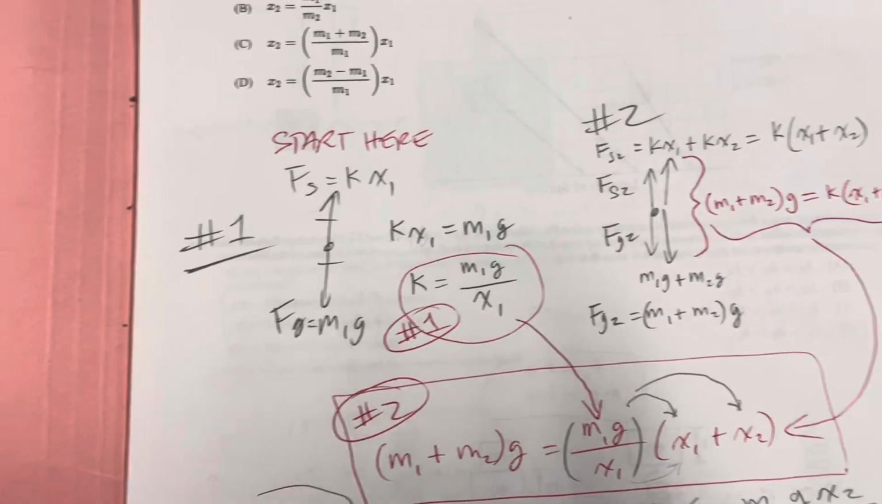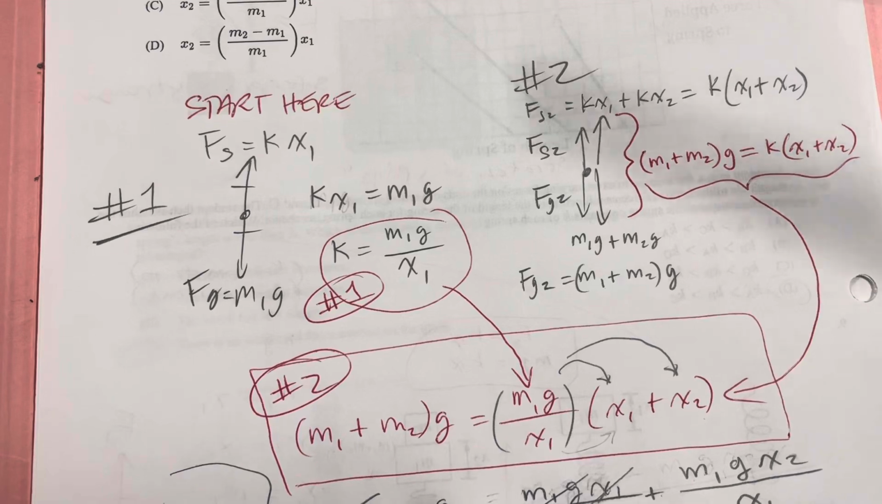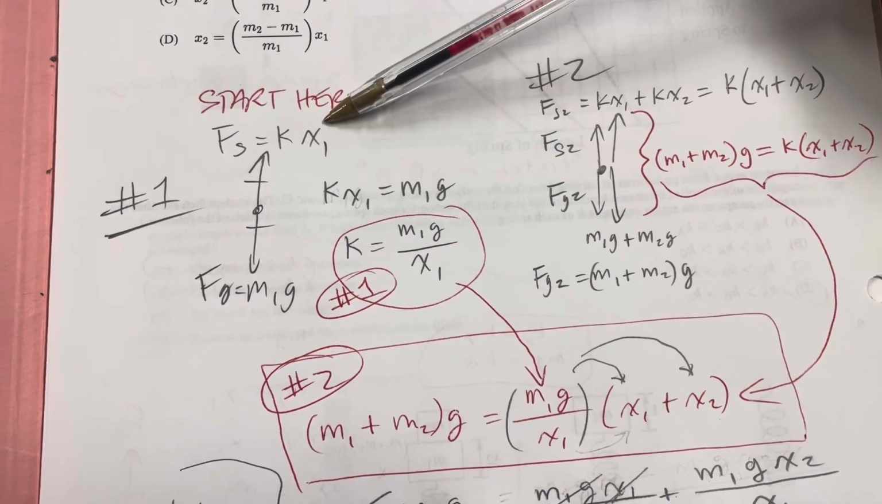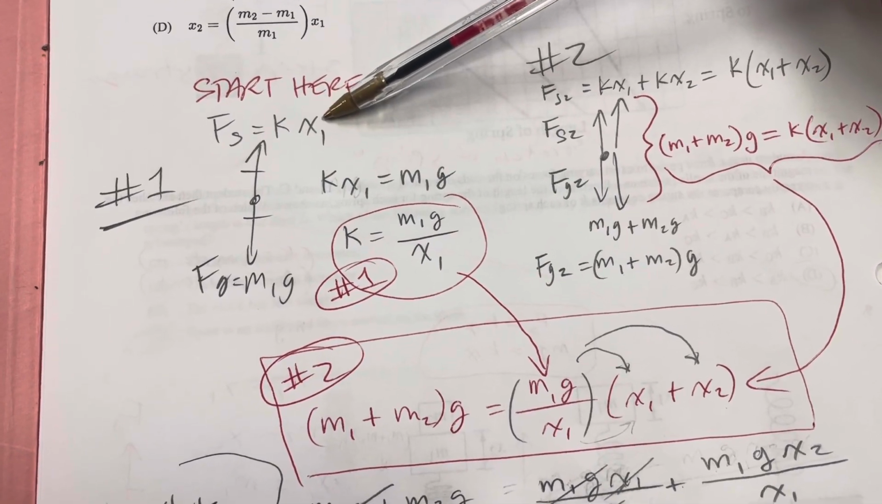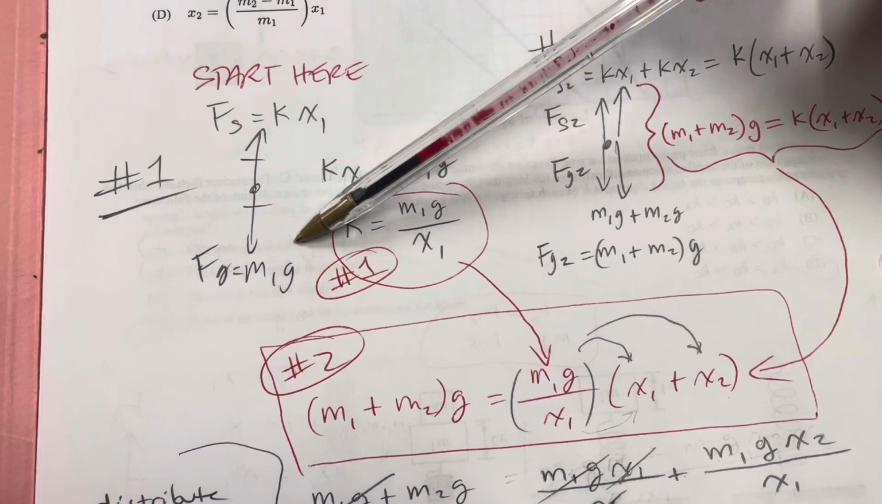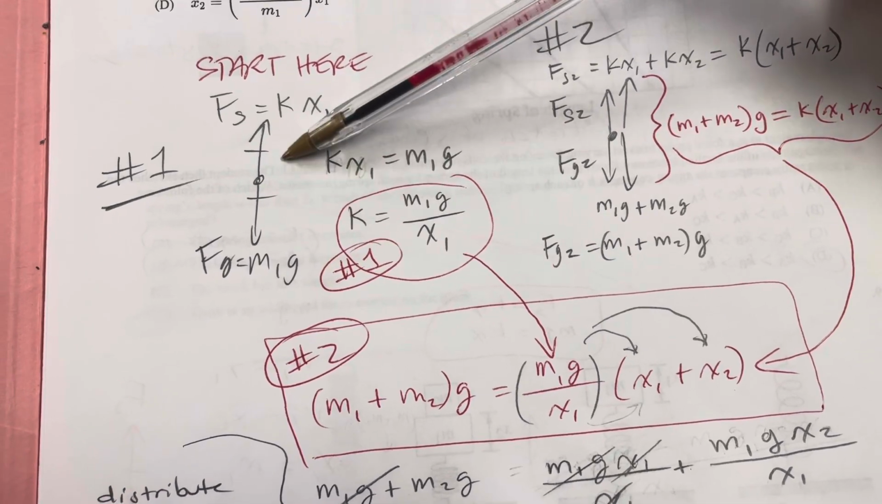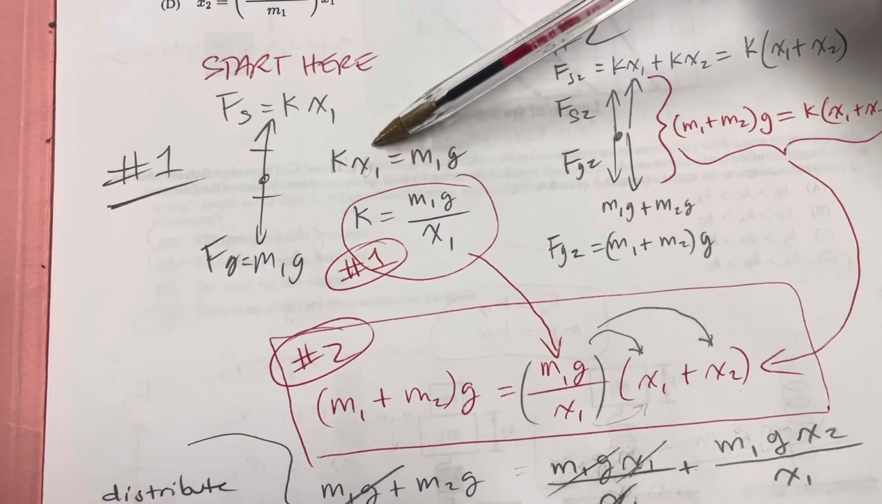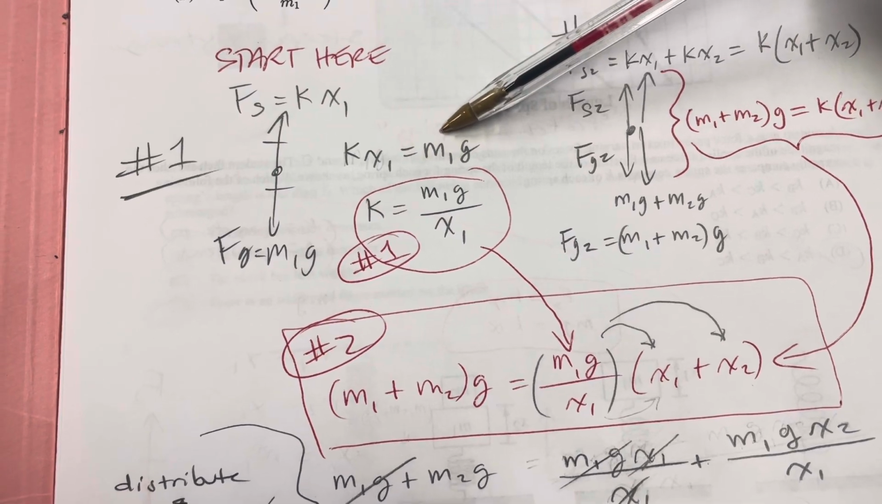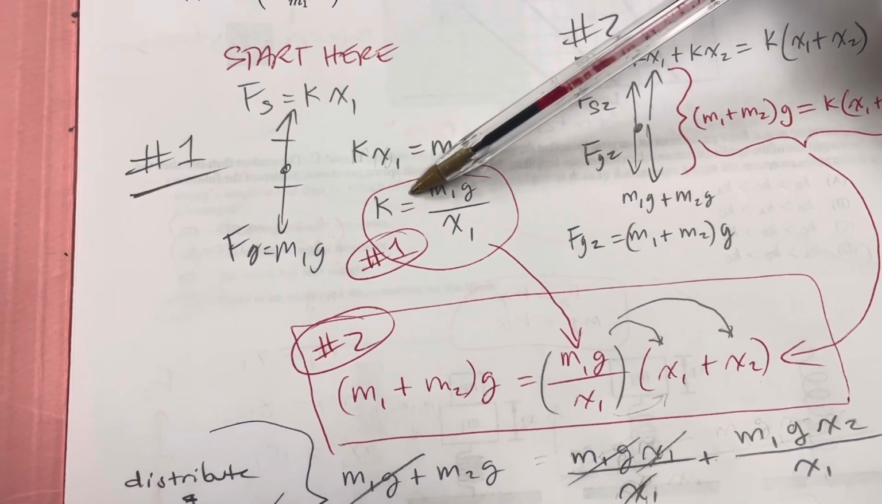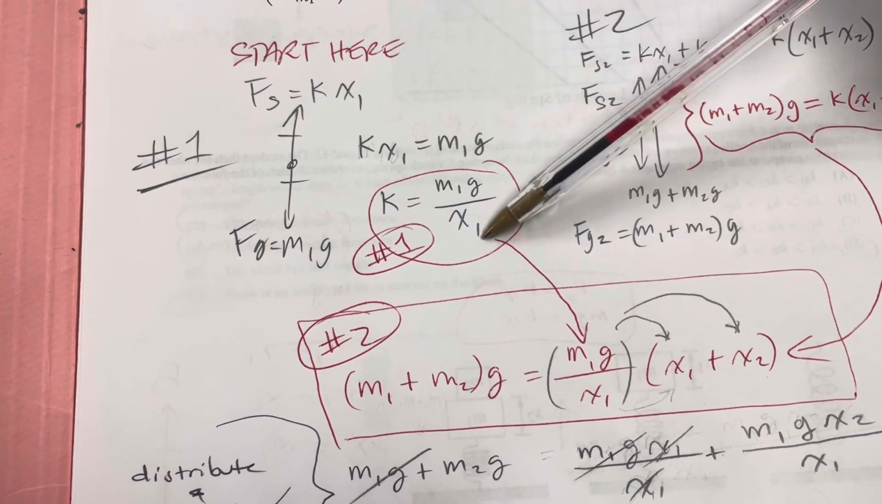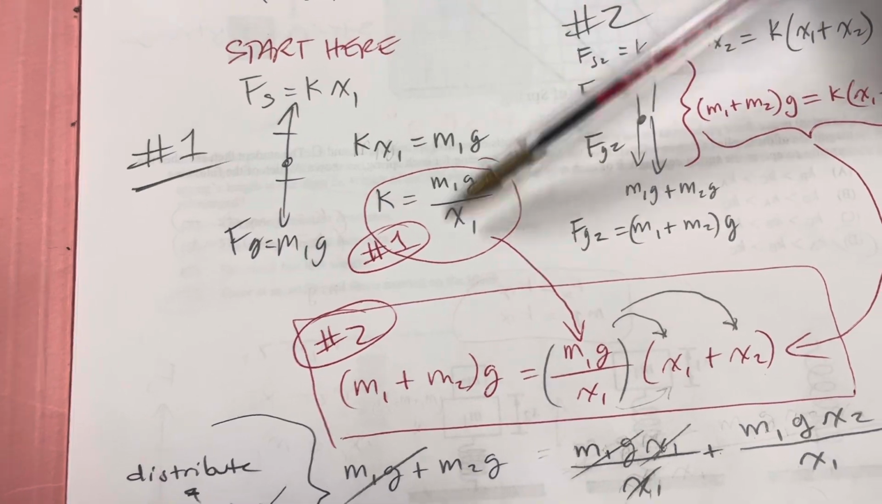And so we start over here with this question. This is what we said before. The upward force is k times x1. The downward force is m1 times g. These are equal because it's at equilibrium. And we can write it like this: kx1 equals m1g. We can rearrange it to solve for k, because later we're going to plug it in over here, and we'll get to that in a second.